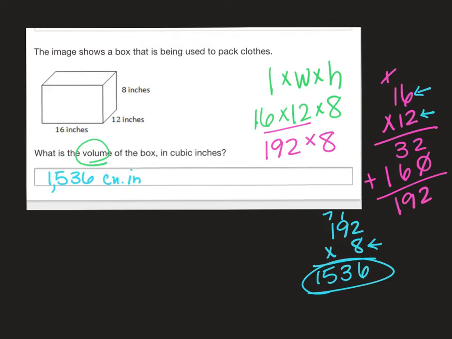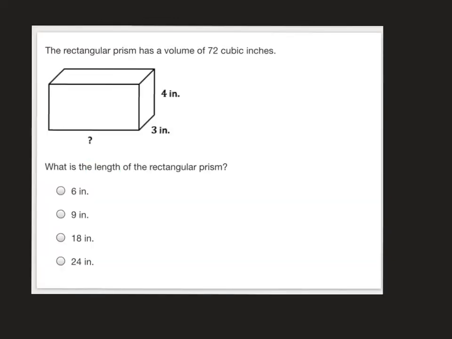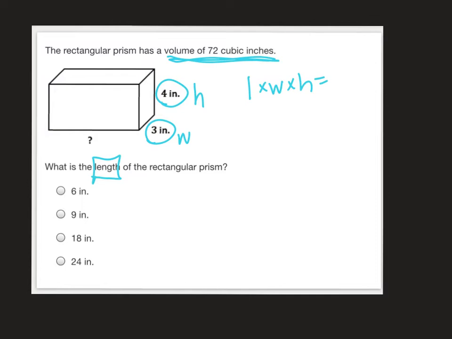All right. Okay, next question. On this one, it's a little bit different because they're giving you the volume. They're saying the volume is 72 inches. And they're showing you that you have two measurements, which in this case, since they're telling you what is the length, we're going to say this would be the width, this would be the height. But it doesn't really matter because we know that length times width times height is going to give you that 72. So what we're going to have to figure out is what do we have so far?